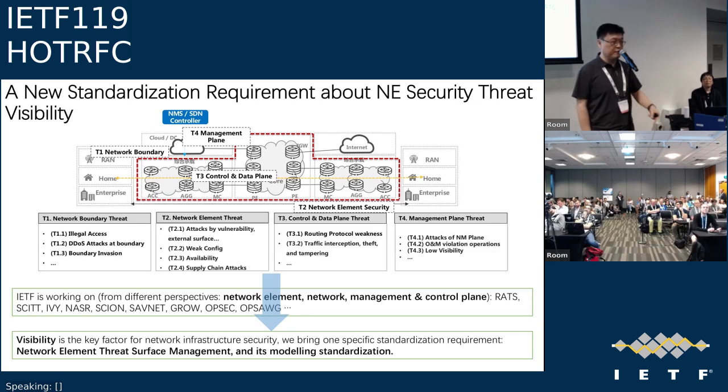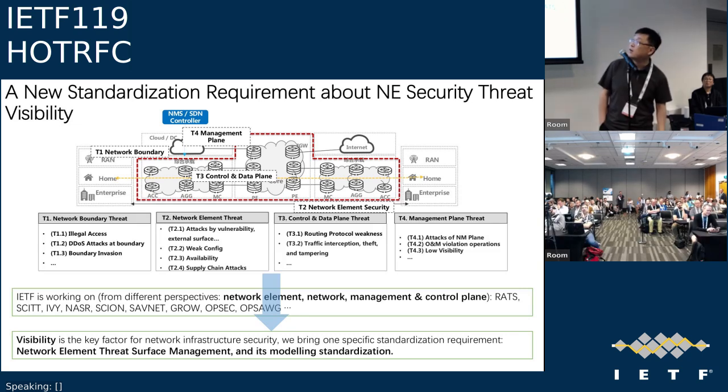And for the network element, they can have some vulnerabilities and be attacked through their external face, and they can have weak configuration, low availability, supply chain attacks and more. And for the control plane and data plane, threats include routing protocol problems or traffic interception, right? And the management can also be attacked.